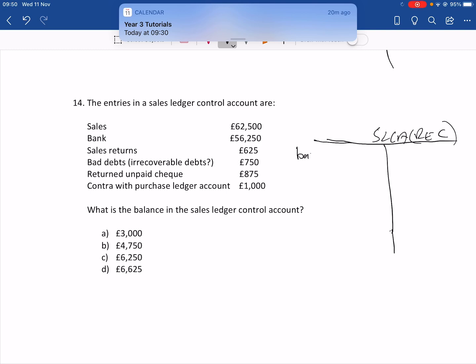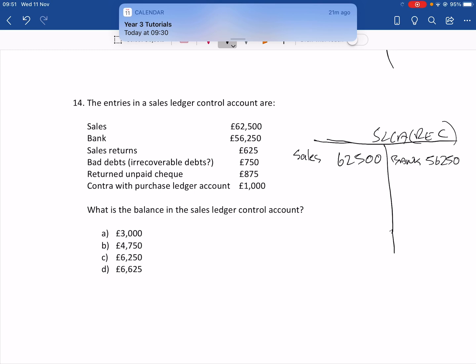I'm going to do a balance. We don't need time, do we? Ignore me. So these are credit sales, so therefore they go on this side. So we've got credit sales of 62,500. So that's what our customers owe us. But then we've received, so these are bank receipts, 56,250 from our customers. Okay?